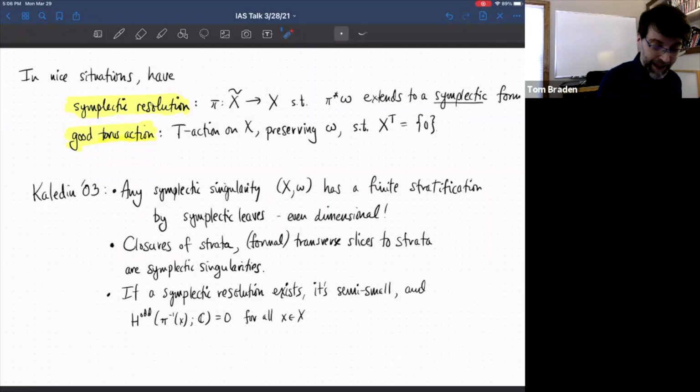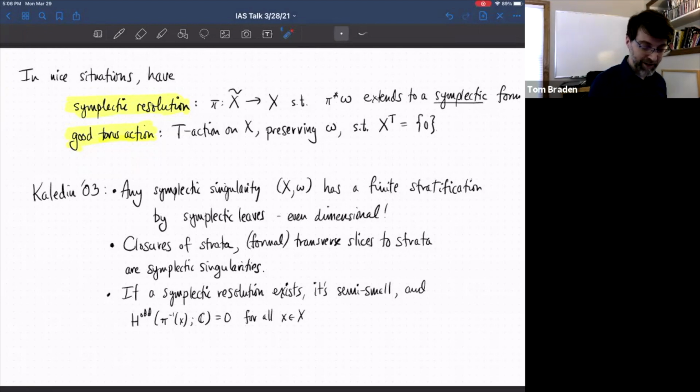And closures of strata and, at least on a formal neighborhood level, transverse slices to strata are also symplectic singularities. So they're closed under natural sets of operations. And in the examples that I care about, it's actually not just formal. I don't know a general theorem that gives this, but in these examples, you can actually get slices to strata which are actually symplectic singularities.